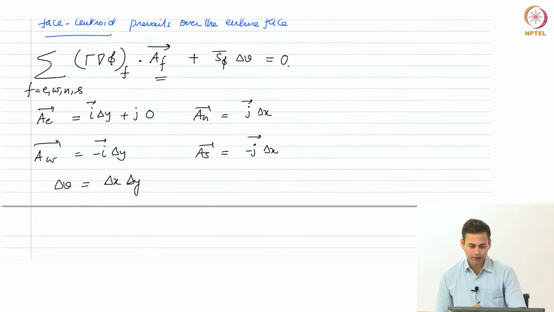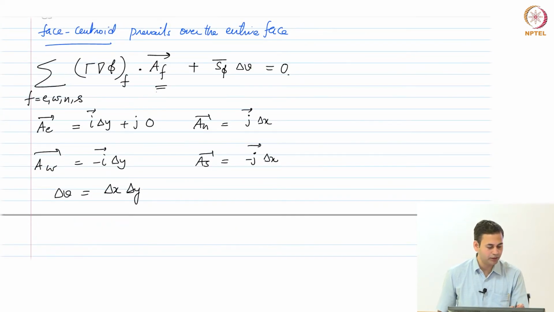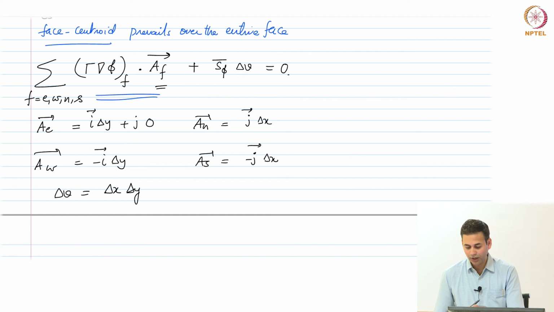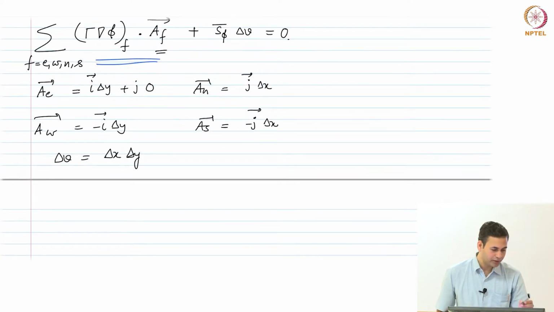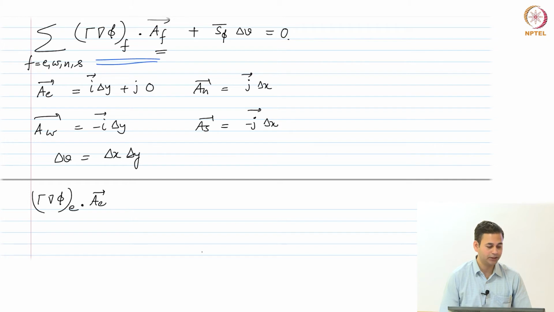So, essentially we are doing this because we have to now evaluate this dot product of gamma grad phi on, let us say, the east face and the west face and so on, and then we have to make a summation here. So, that is why we are doing all this. Let us look at the first component in the summation, that is gamma grad phi east dot AE bar. This is the first term that we get in the summation.